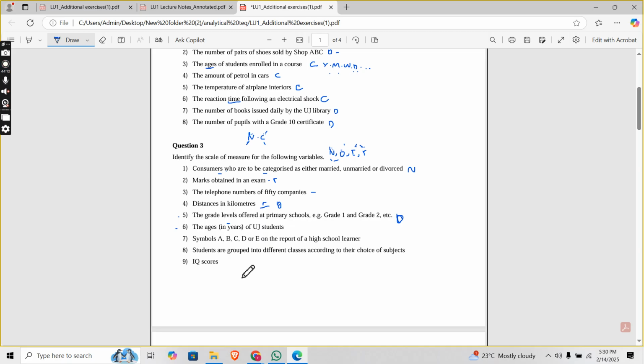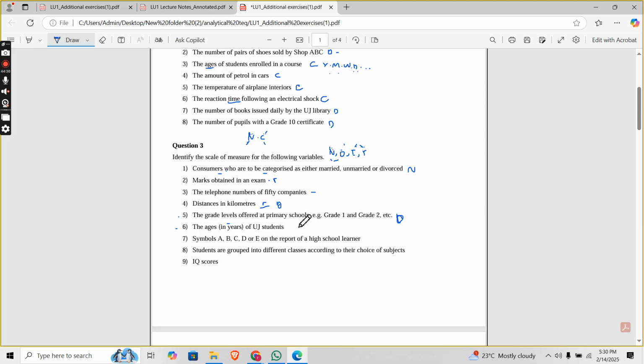Anyone who wants to answer? Or let me just give you the answer for this one. Okay, the ages in years of UJ students. We can agree that this is numerical data, so it can either be interval or ratio, right?